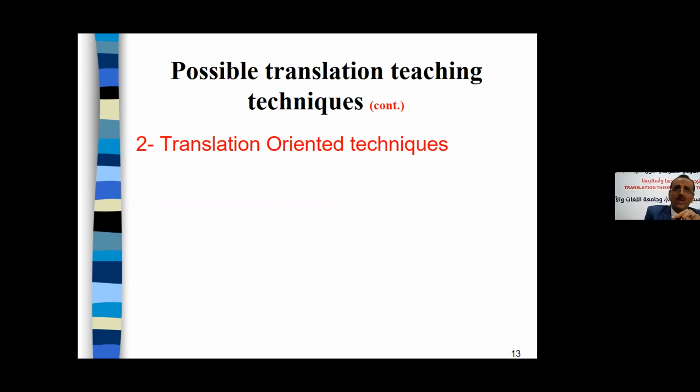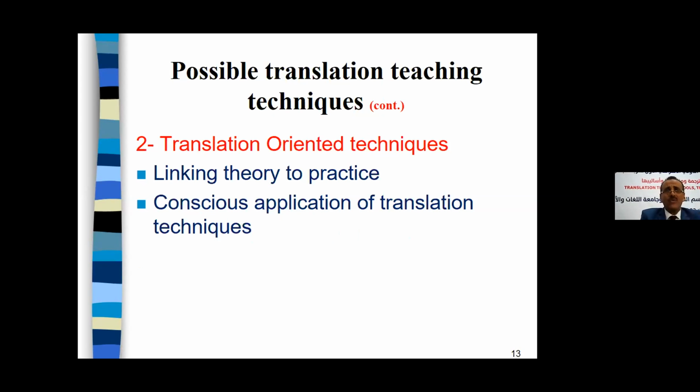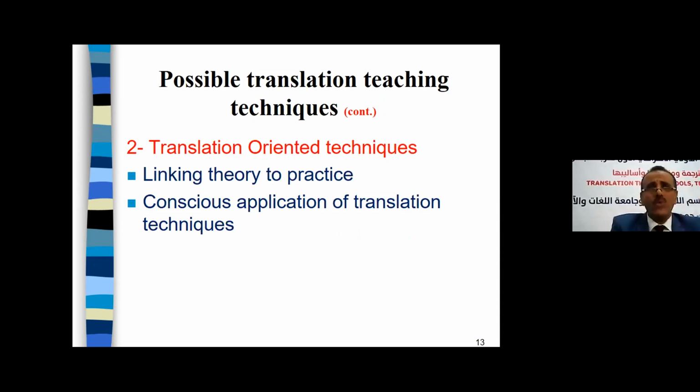The second class is translation-oriented techniques, which are related to linking theory to practice, the conscious application of translation techniques. So whenever we move into a sentence or a structure or phrase, we have to think which technique is possible here. What do you think? Is it literal? Is it adaptation? Is it modulation? Why do you think so? Can we use this? Can we use both? Can we use three?